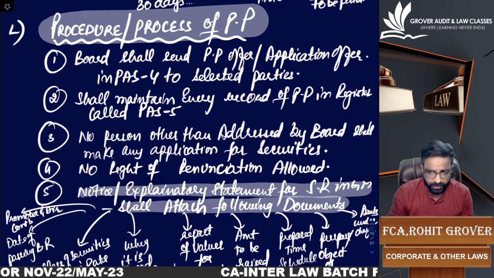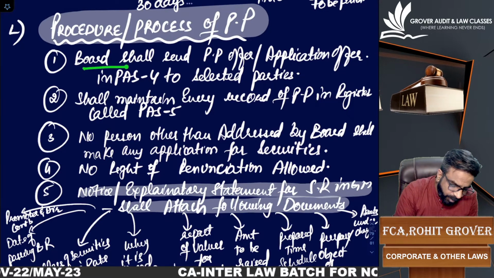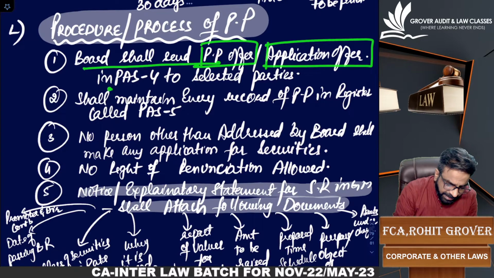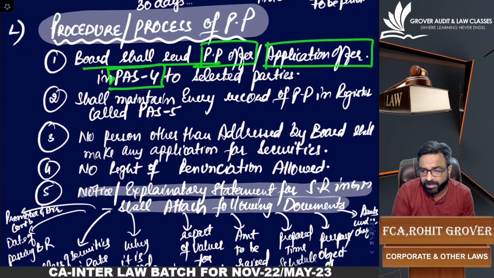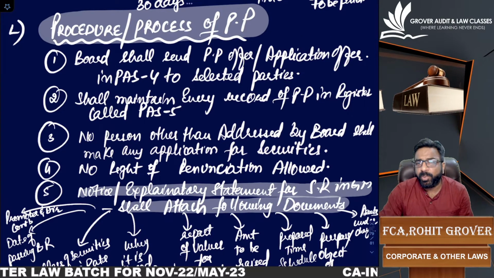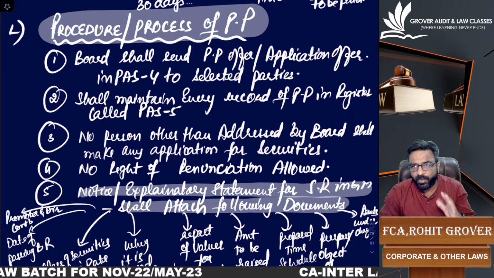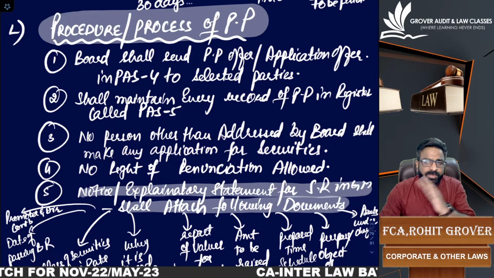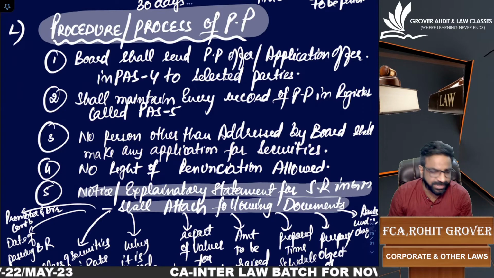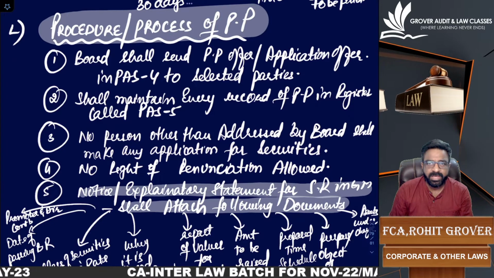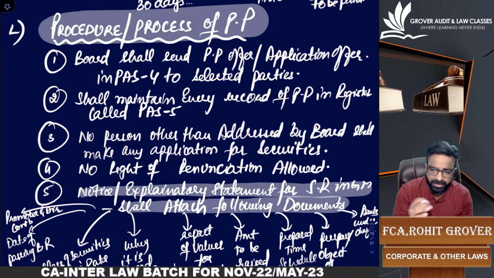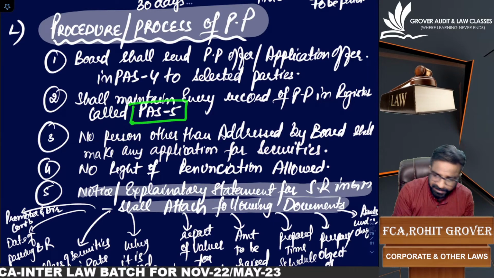Now, when the board of directors selects them, point number one: the board shall send the private placement offer and application offer in PAS4 form to all the selected parties. Is this a public offer or a private placement of shares? Private placement. So we are going to maintain a separate register for the private placement. The name of that register is PAS5.